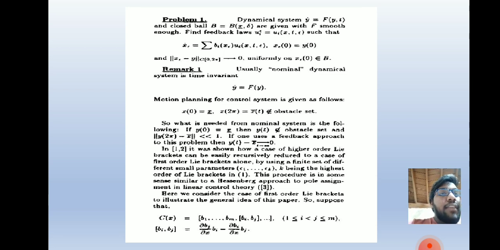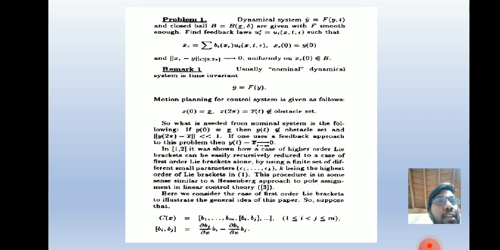Now, motion planning for a control system is given as follows. x of 0 is equal to x bar, x of 2 pi is equal to x bar of t, and this does not belong to the obstacle set. So what is needed from the nominal system is the following: if y of 0 is equal to x, then y of t does not belong to the obstacle set, and it is similar to x of 2 pi. Now, if one uses a feedback approach to this problem, then y of t minus x tends to 0.